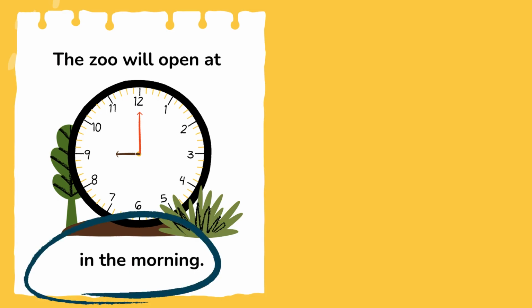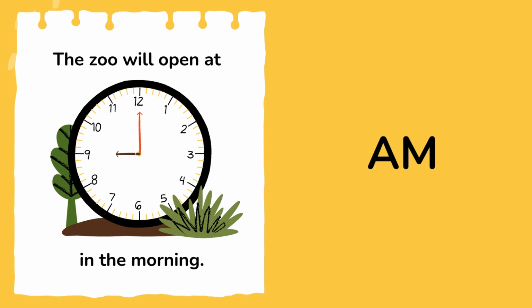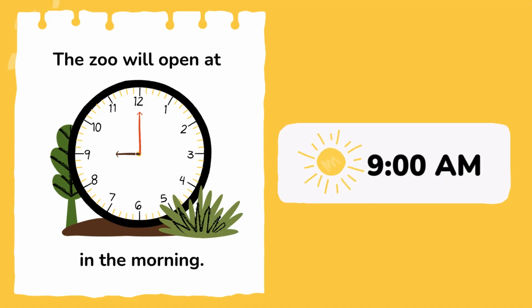Since it is in the morning, we say that it's AM. Clearly, the small hour hand is at 9, and the big minute hand is at 12. So it can be read as 9 AM.